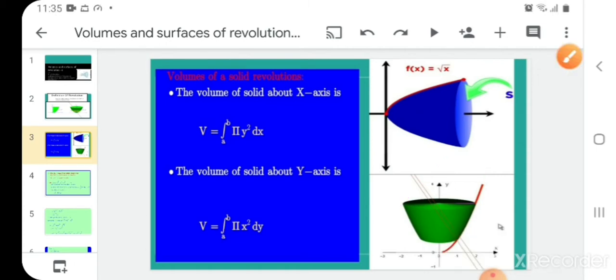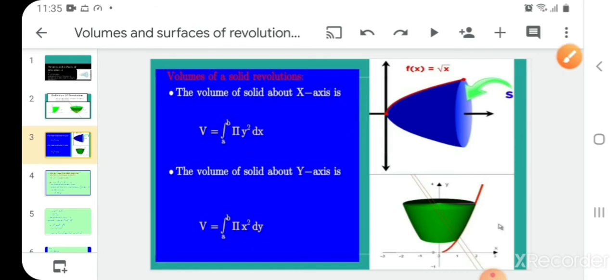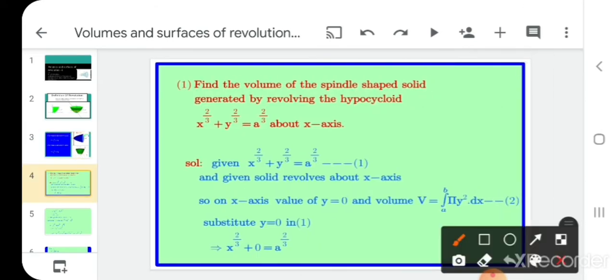See here, these are the two formulas, very simple formulas. But before going to do these problems, we should learn the formulas of integration. Without knowing the formulas of integration, we can't do even a single problem. In these problems, we use only basic integration formulas. So see here, what is the first problem?